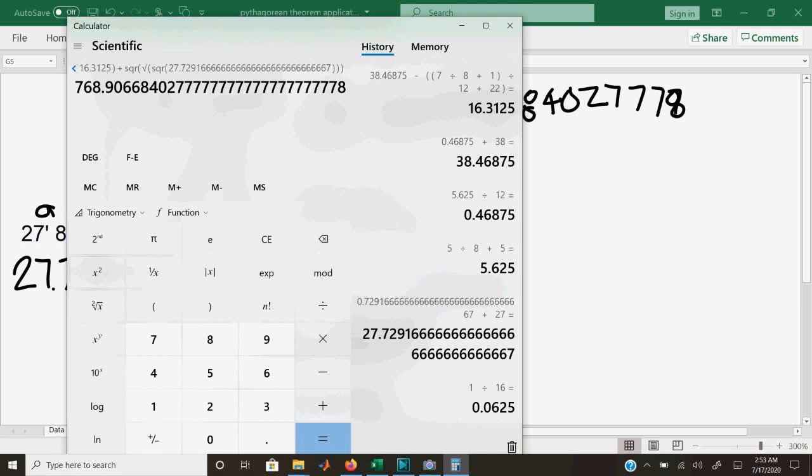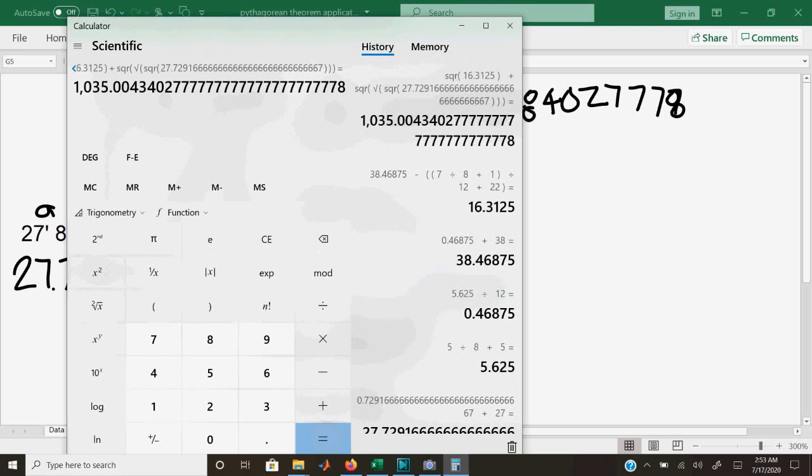And I need to push equals. So that tells me I wrote down the wrong number because I wasn't thinking about how my calculator was working. I needed to push equals before it would do the addition. It's done the addition now. I get 1035.